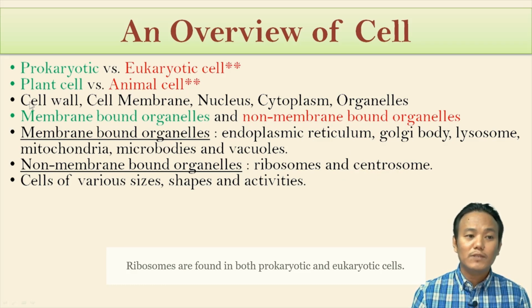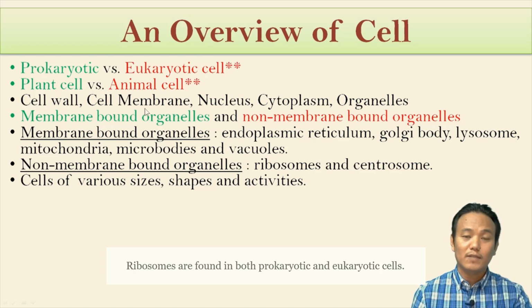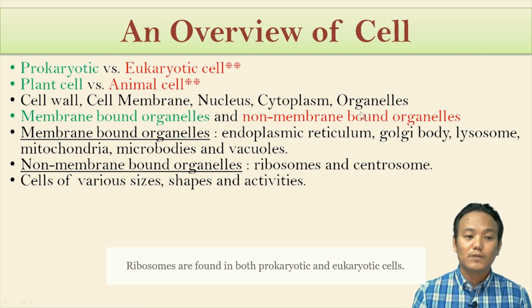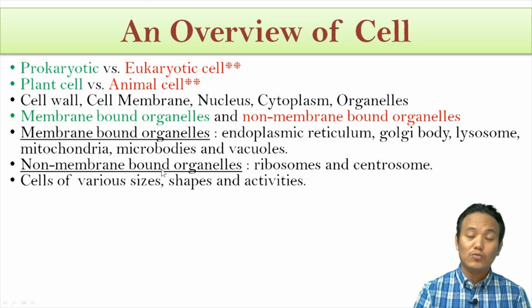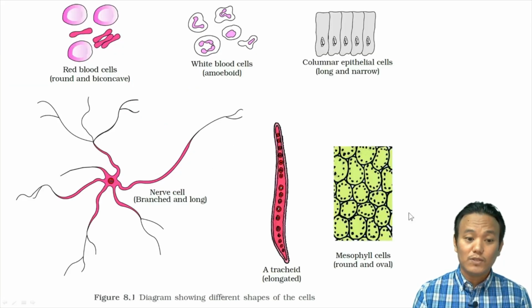The basic structure of the animal cell: cell membrane, cytoplasm, nucleus, and within the cytoplasm the organelles. And the cells come in various sizes and shapes. They perform different activities. Is it clear now?